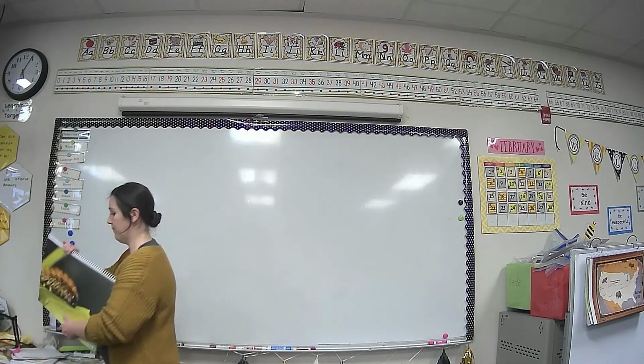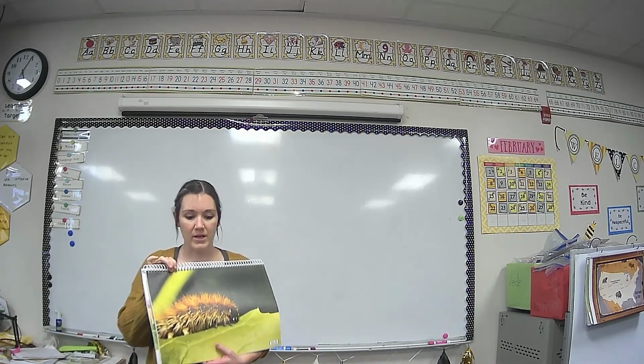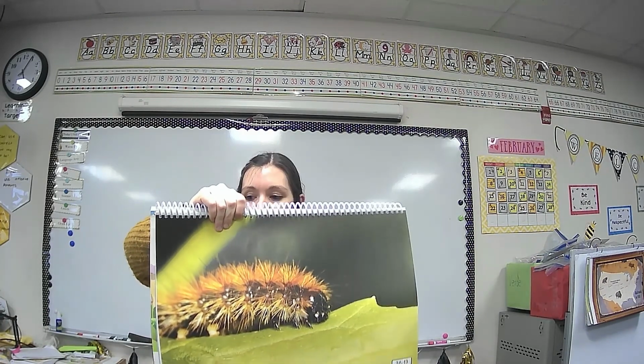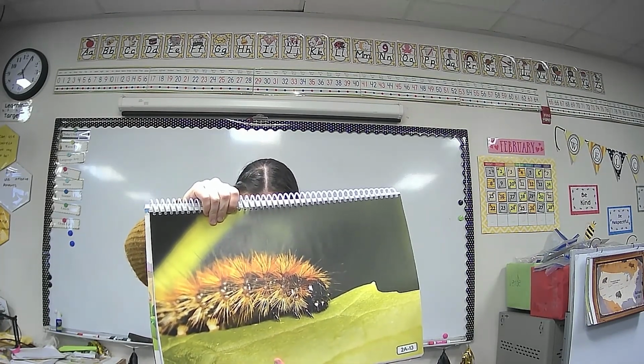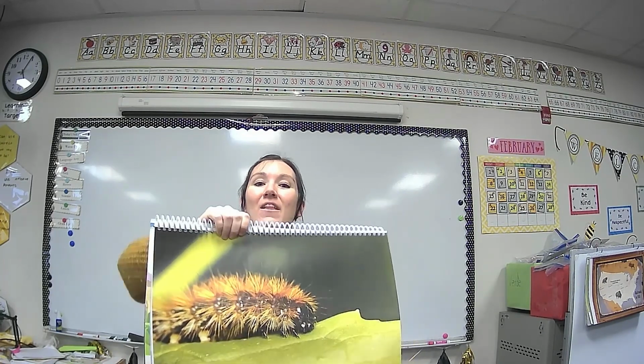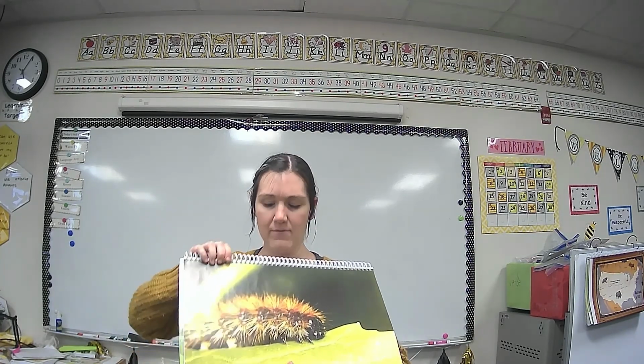All right, let's pull out my friend here. We learned that all insects, let me make sure you can see him, we learned that all insects have 6 legs. All insects have 6 legs. What about this guy? How many legs does he have?